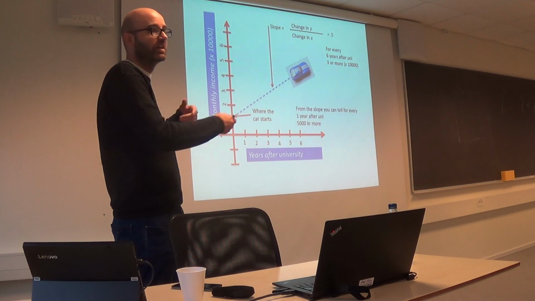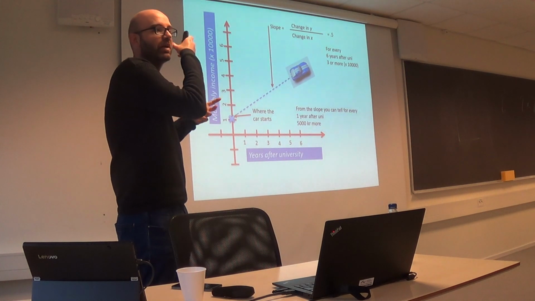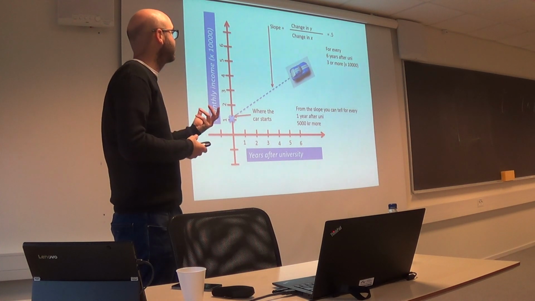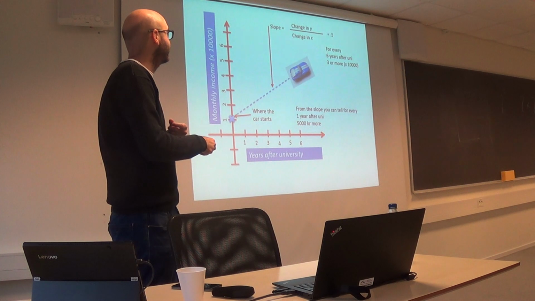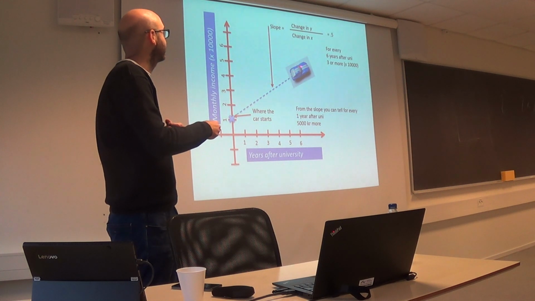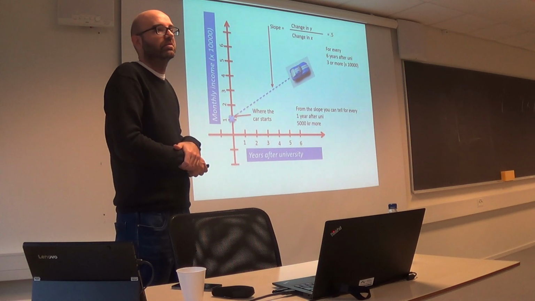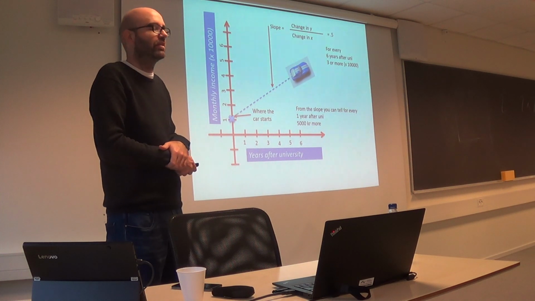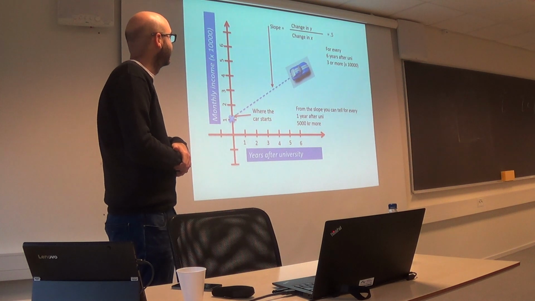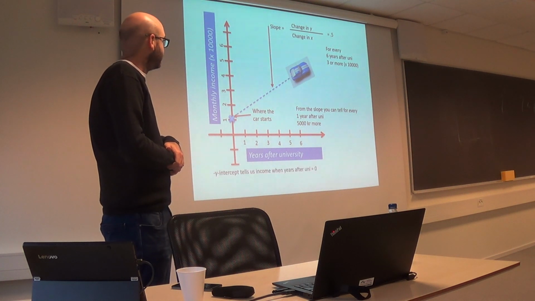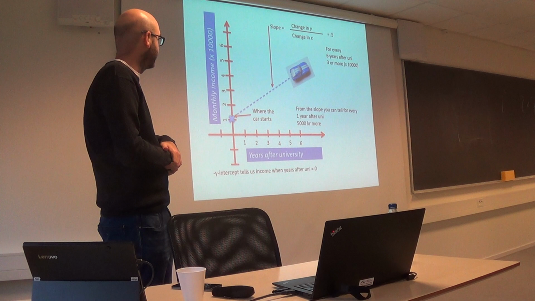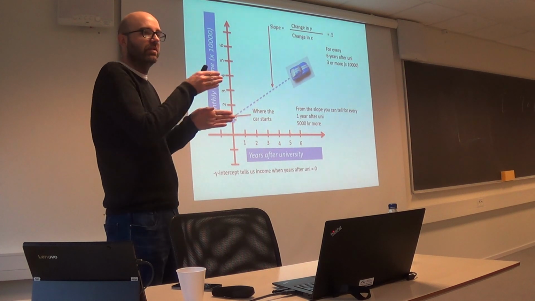So if we had a figure that we drew this line on, take the car away, put our data points back in, what this will tell us is that for every 1 year after university, this slope of 0.5, you'll get a change of 500,000 krone. Sorry, 5,000 krone. Wouldn't it be nice if you got 500,000 krone? So the y-intercept tells us that income when years after uni is 0.